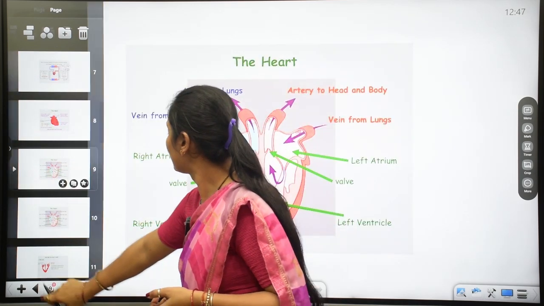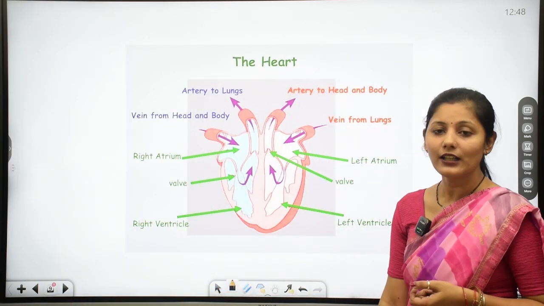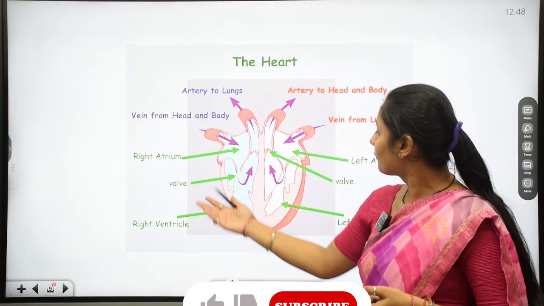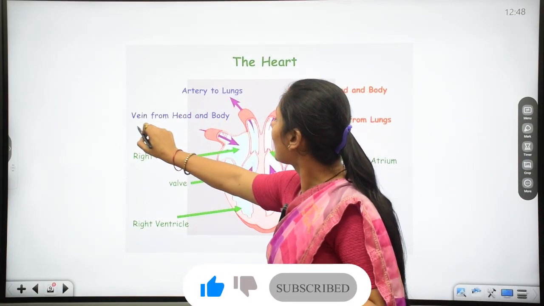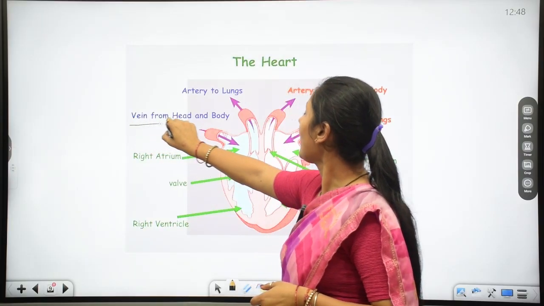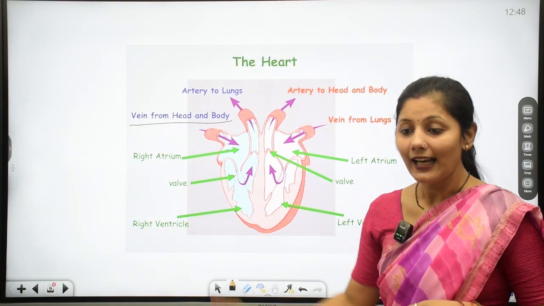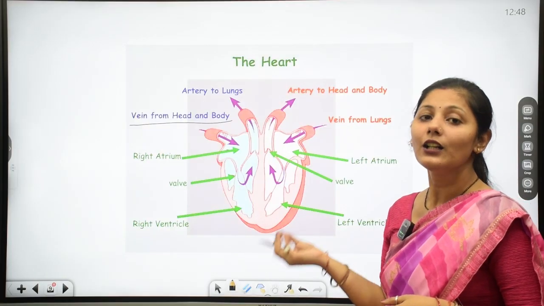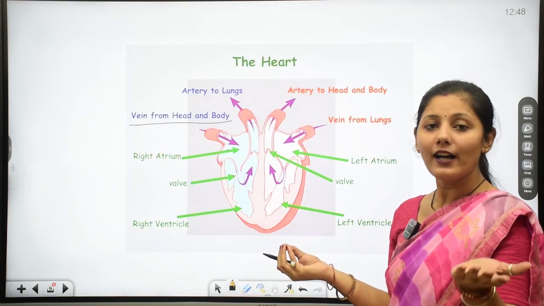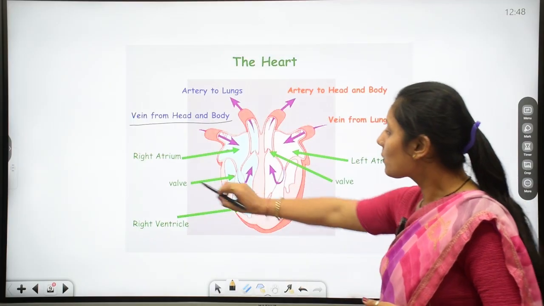Now see, this one is the circulation inside the heart. This is the vein, sorry, this is the vein which carries the blood inside the heart. I have told you that veins are responsible for carrying the blood from body parts inside the heart. So this one is the vein.